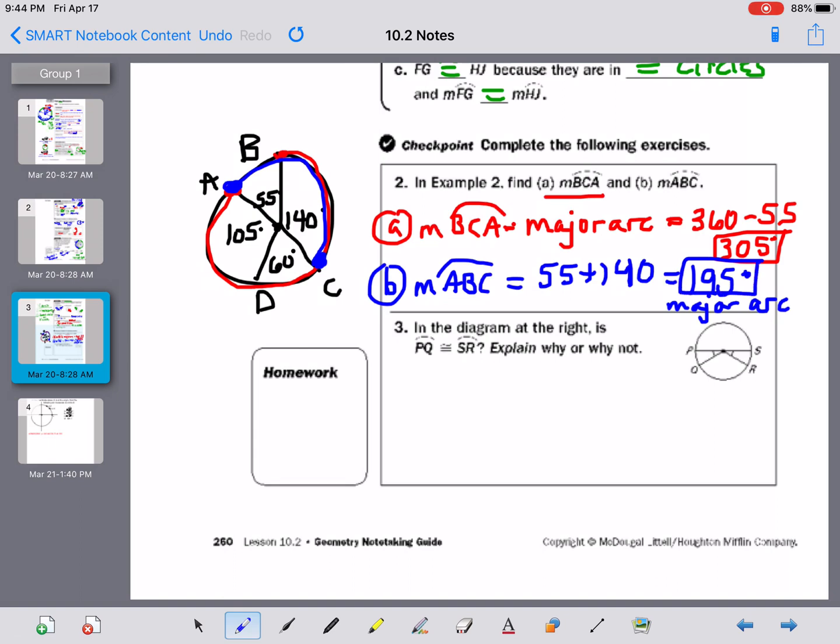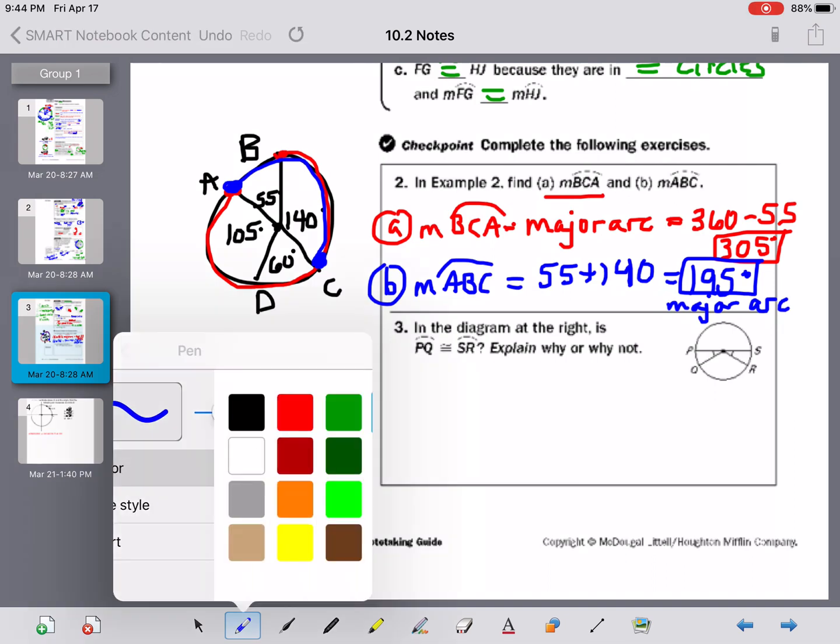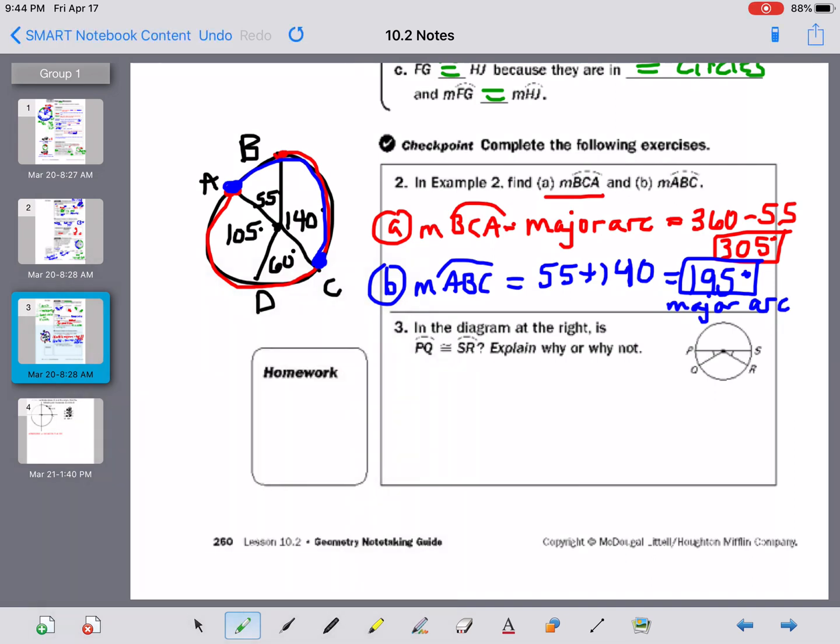All right, example 3 down here. In the diagram at the right, here's arc PQ, congruent to arc SR. Explain why or why not. Well, I know I have 2 things I want to check. One thing I want to know first is, do we have equal measures? I'm going to be honest, they didn't give me any numbers, but I do see a congruent mark by PQ and a congruent mark by SR. So that must mean that if my angles are congruent, my arcs will also be congruent. So I definitely know I have congruent arcs.